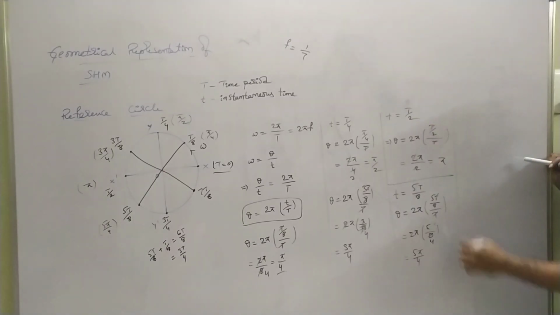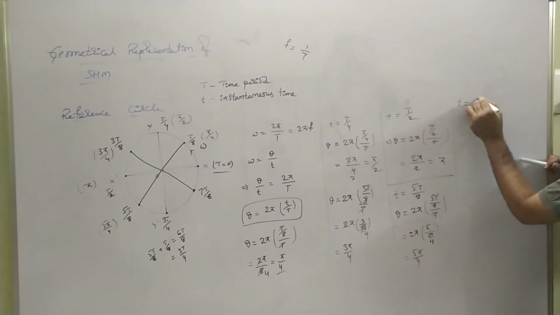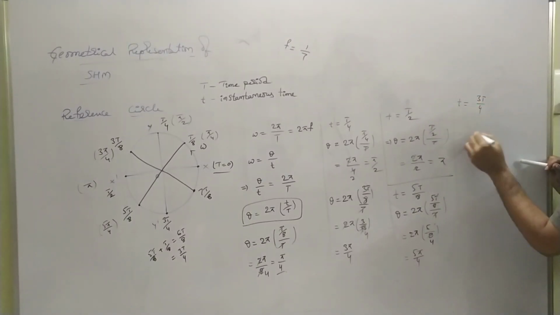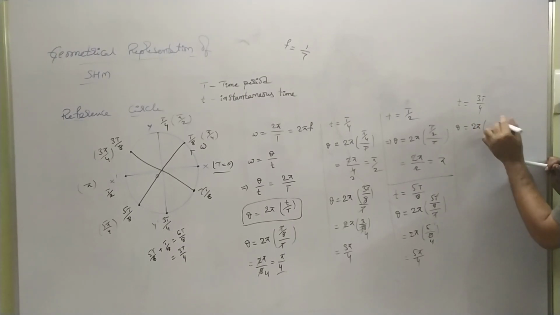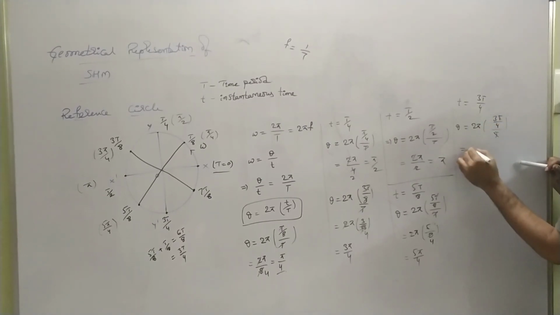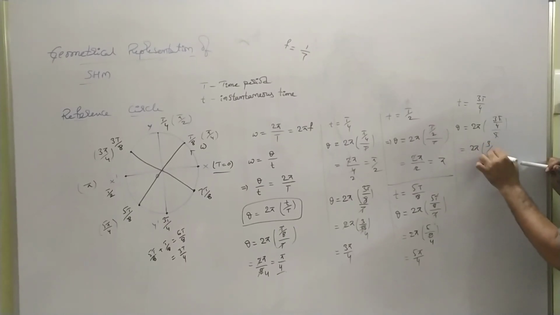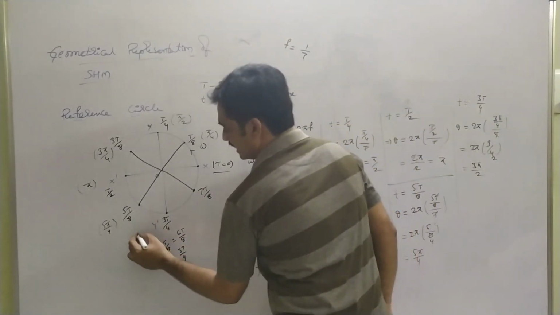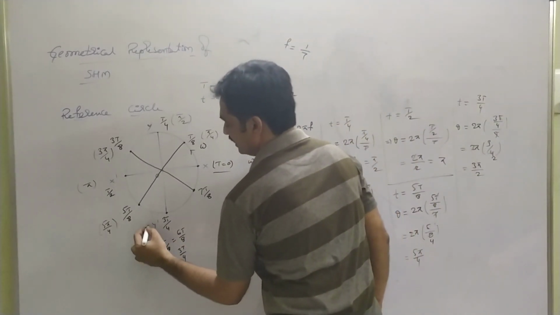And when we consider the instantaneous time as 3T by 4, then the angle can be given as 2 pi into (3T by 4) by T. So here T gets cancelled, and we have 2 pi into 3 by 4. So we have 3 pi by 2. At this position, the angle is 3 pi by 2.